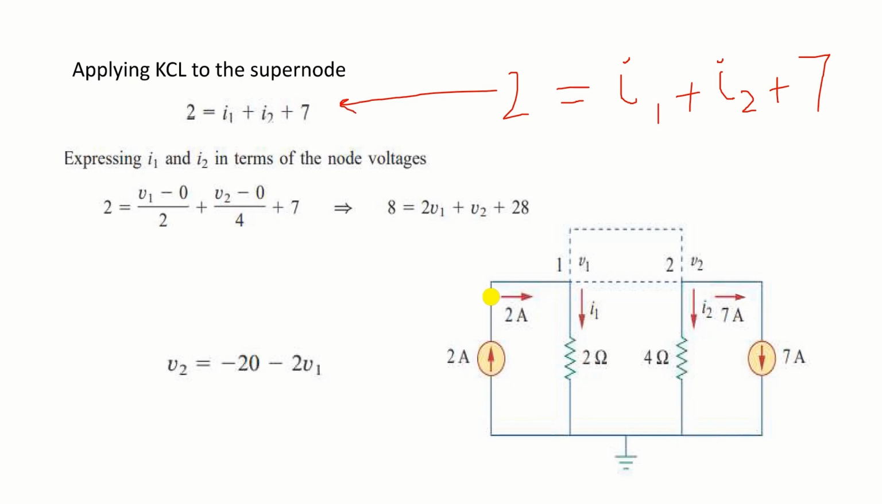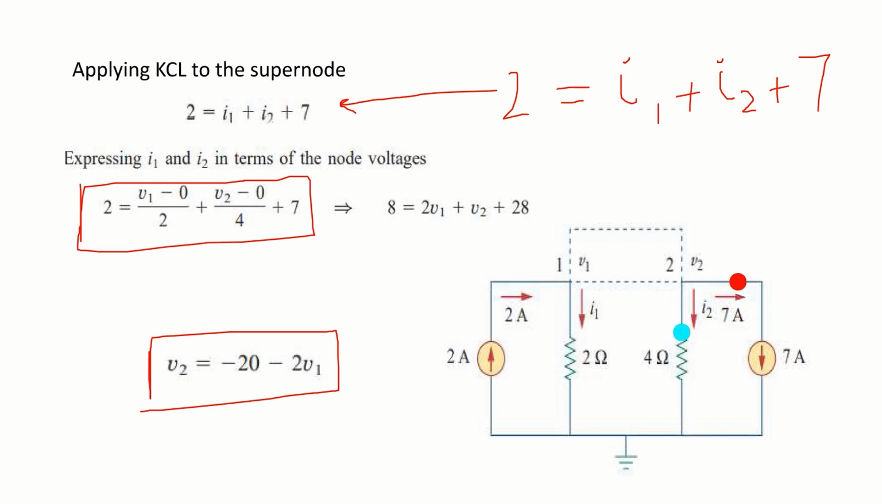Now we simply apply Ohm's law and derive this equation. I1 will be equal to V1 over 2 and I2 will be equal to V2 over 4, and the value of this is 2 amperes and the last current is 7 amperes. So we simply apply Ohm's law and we get this equation. And now we simply need to take the LCM and we have this equation: V2 is equal to negative 20 minus 2V1. This is from applying KCL over this supernode.